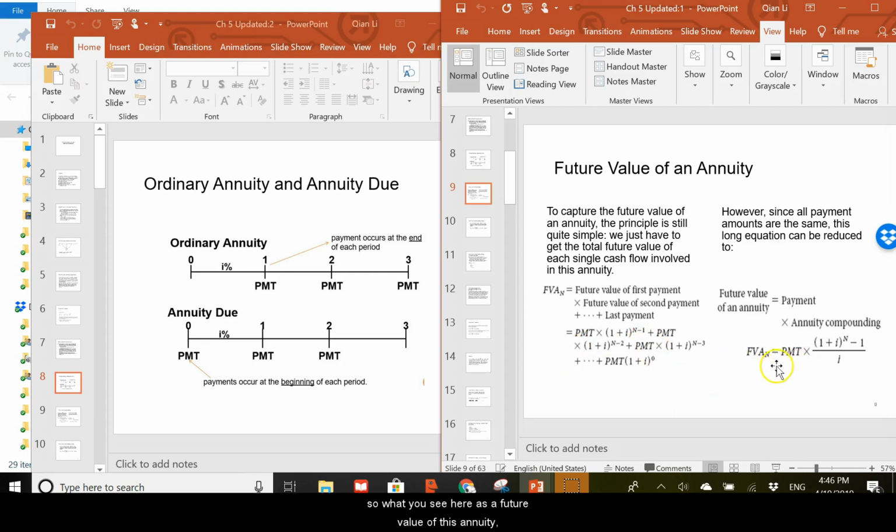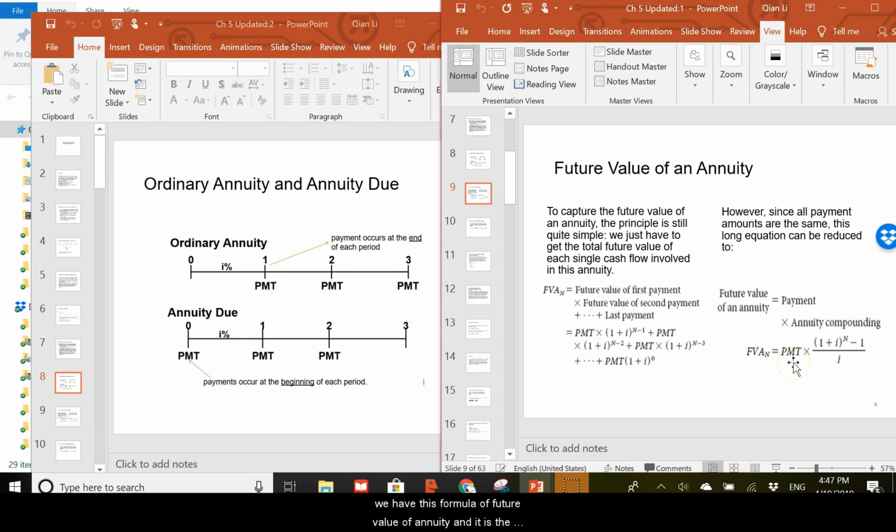So what you see here as the future value of this annuity looks way simpler and shorter, but it's essentially the same as this one. The reason it can be simplified is the pattern: the same payment amount and the decreasing power of the exponential process. Anyway, mathematically, same thing.